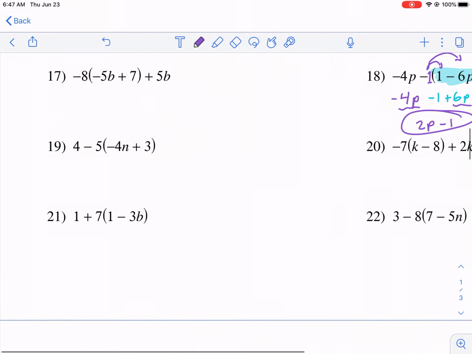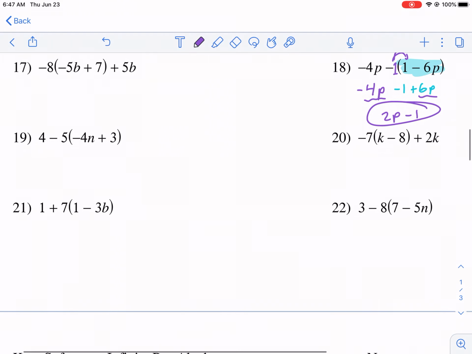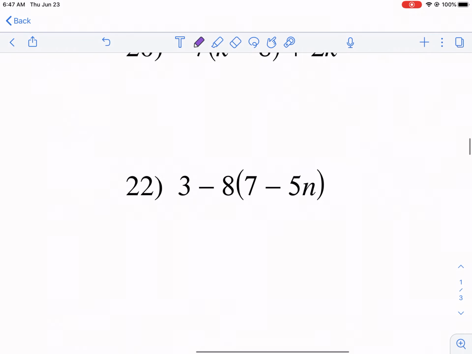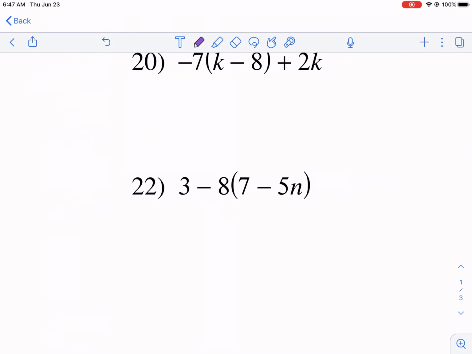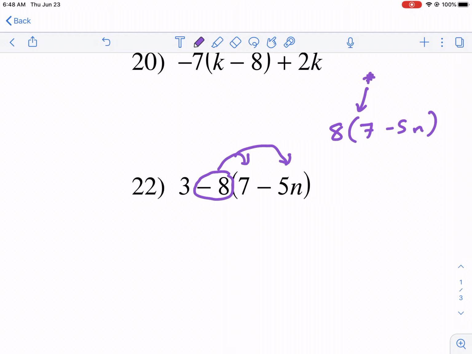Let's just do one more to wrap this all up. We'll do another hard one. Let's just go to number 22. I'm feeling 22 today. 3 minus 8 times 7 minus 5n. Distribute first. And when we're distributing this whole thing, the sign in front of that number 8, it doesn't look like there's an operation taking place here. There's an implied multiplication going on right there.